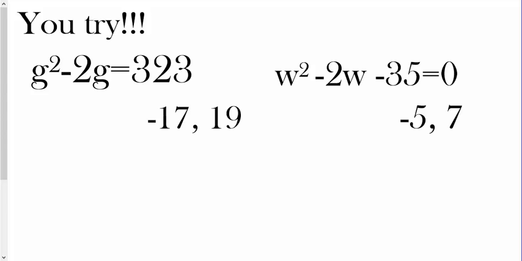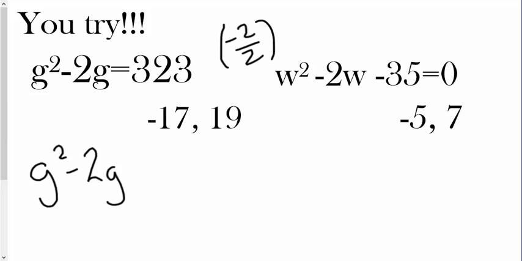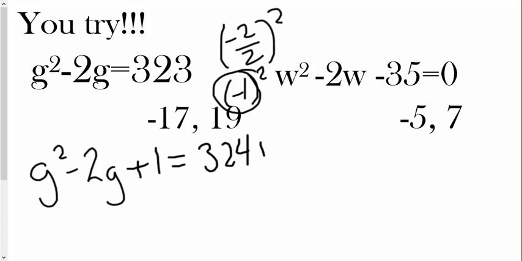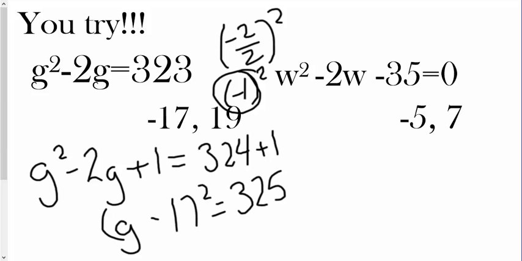So what I'm going to do first is I'm going to try to complete the square. So I'm going to say g squared minus 2g plus, and remember I'm going to do negative 2 divided by 2 squared. So that'd be negative 1 squared. So that negative 1 is what goes in my parentheses when I'm squaring it. So that means I have to add 1 to both sides. From there, that'll give me g minus 1 squared equals 325. And then I have to take the square root of that.